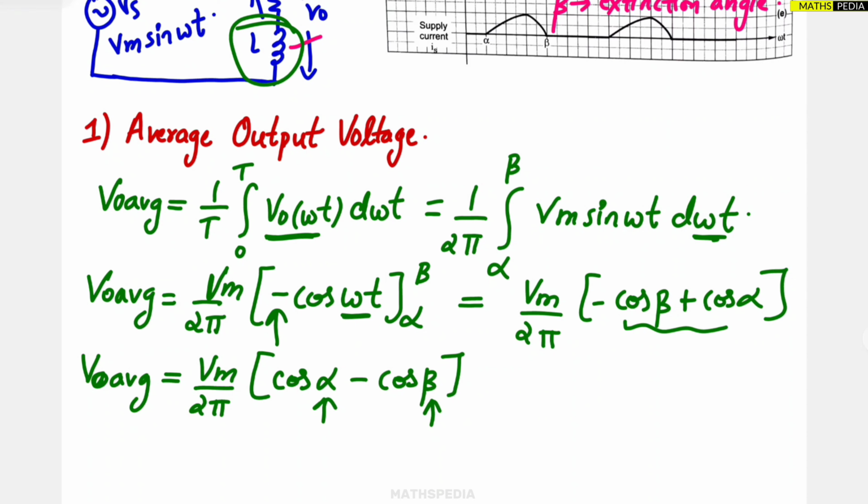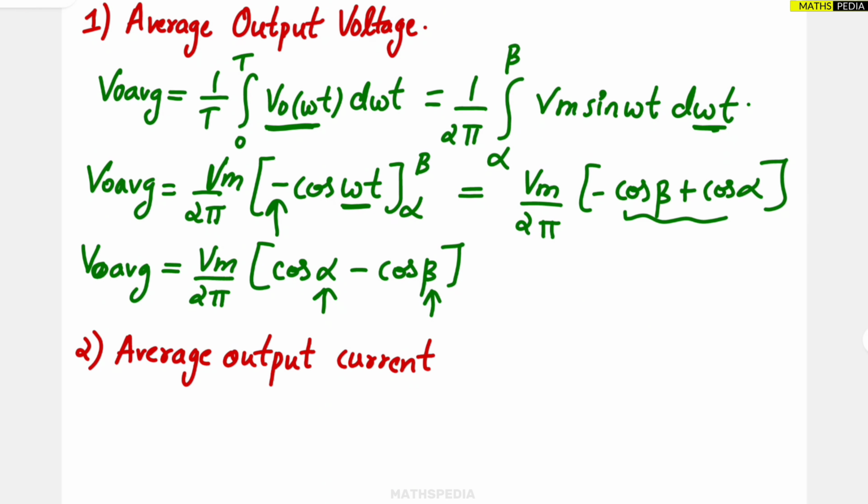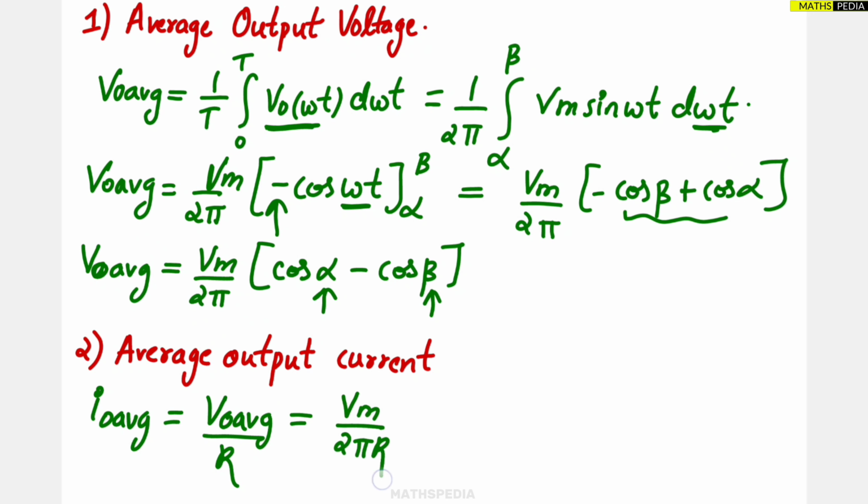Next we'll go for the second part, which is the average output current. Average output current is simple. What you have to do? So I out average is equal to, I is equal to V by R, right? So it is same as V out average divided by R. So what is V out average? Vm by 2 pi R into cos alpha minus cos beta. That's it.